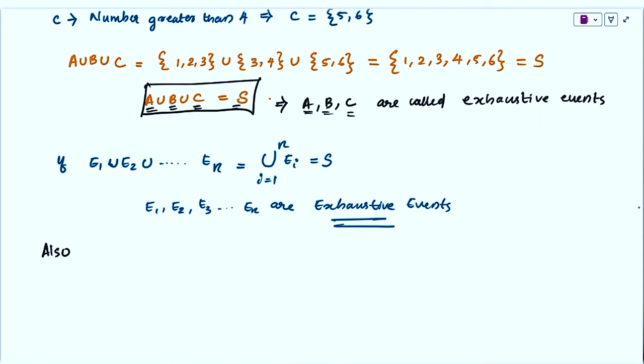Also, consider the case if Ei intersection Ej is equal to a null set, where i is not equal to j. Then we can say that Ei and Ej are pairwise disjoint.